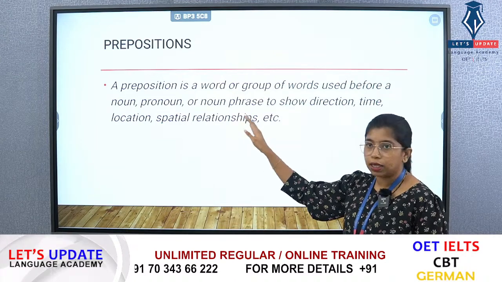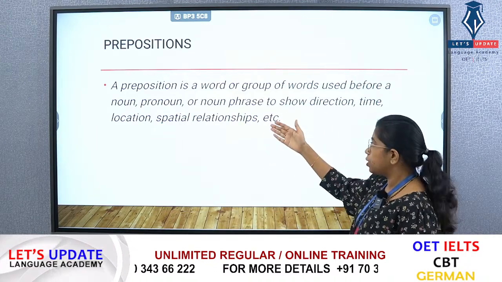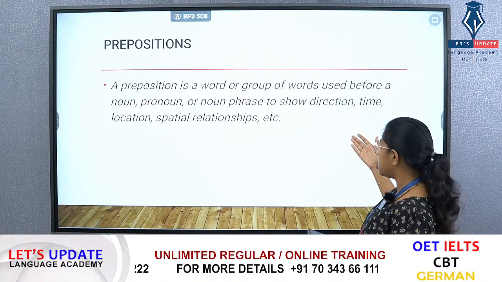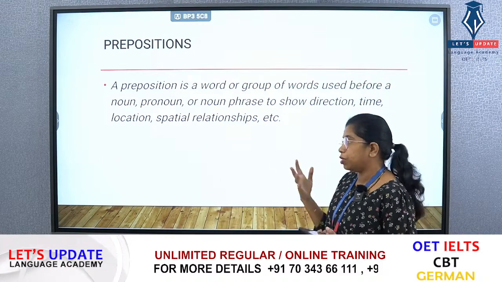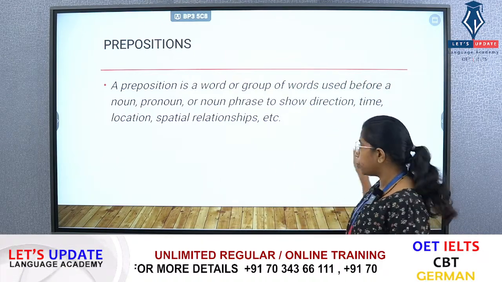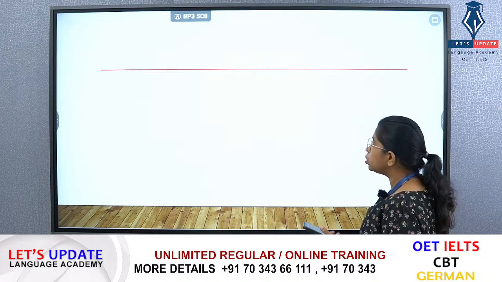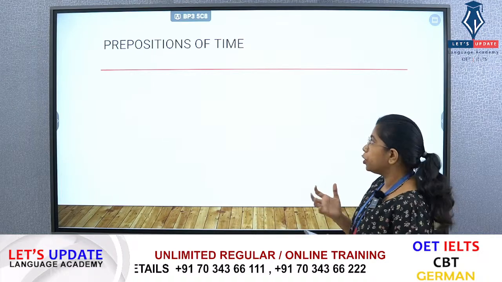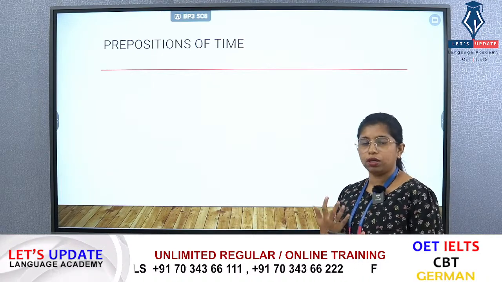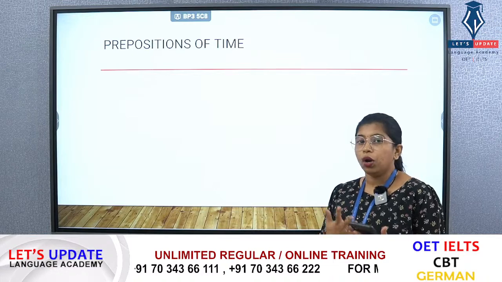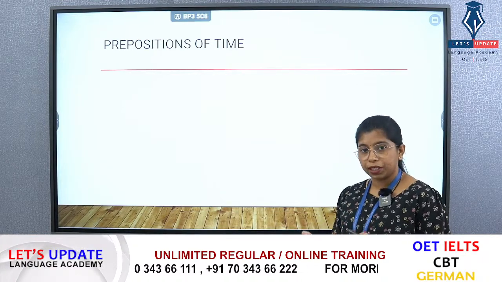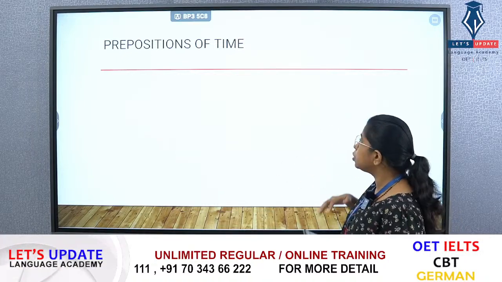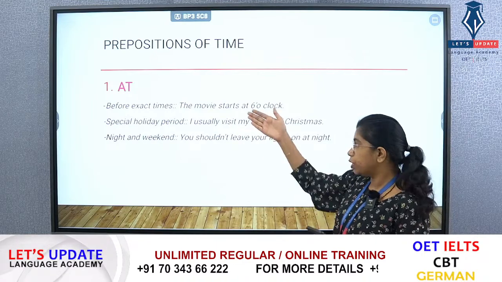So this is what a preposition is. It is a word or a group of words used before a noun, pronoun, or noun phrase to show direction, time, location, and spatial relationship. So we'll start with prepositions of time. In order to mention the time, or what time a program is conducted, or to mention a particular day, we use different prepositions of time. The prepositions of time are, we'll start with at.